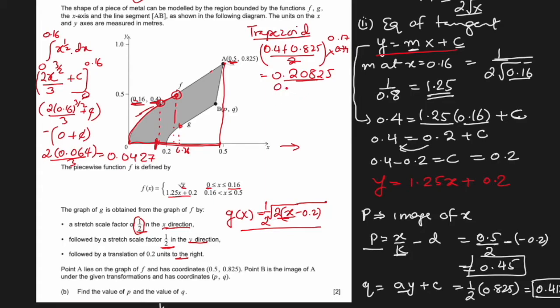Let's add it here, 0.0427. So we are getting 0.2509. This was 2, right? So 0.25095. Okay, so three significant figures we can write 0.251 square units. Okay, what else are they asking now?